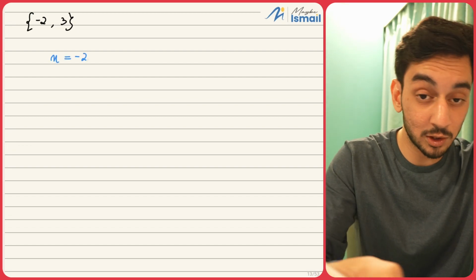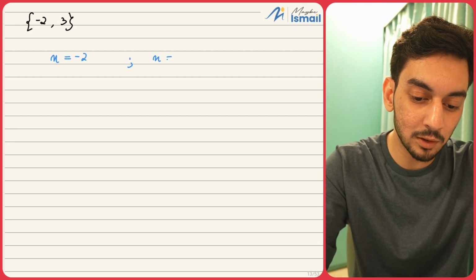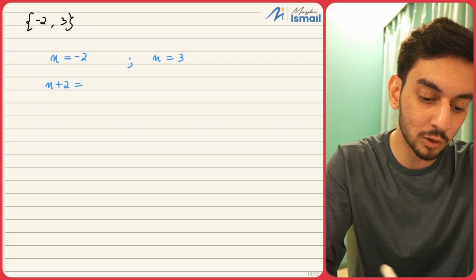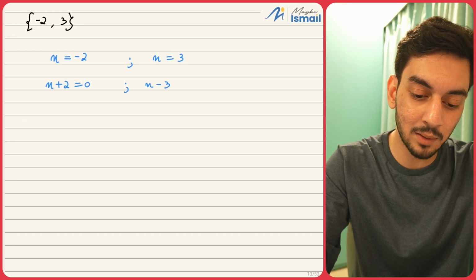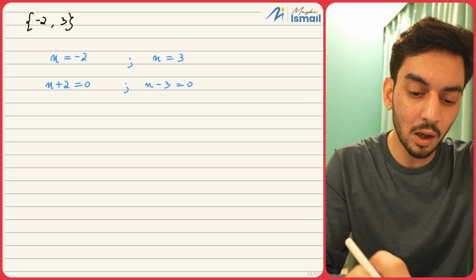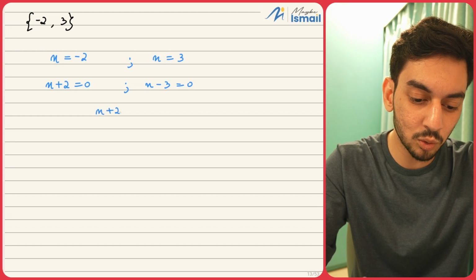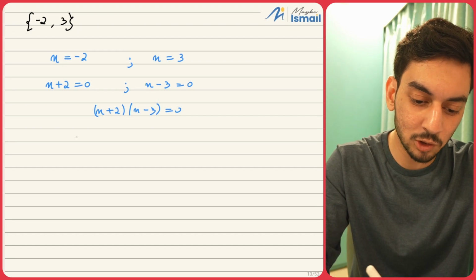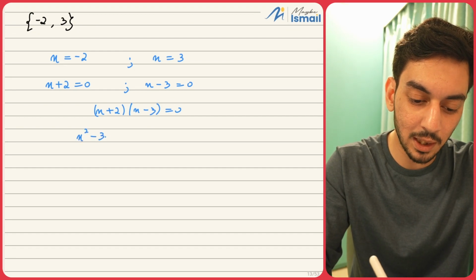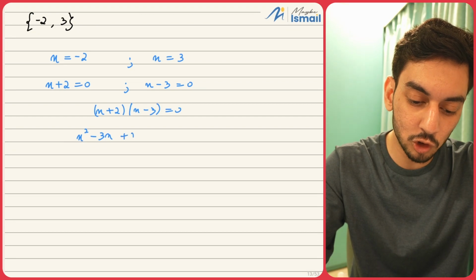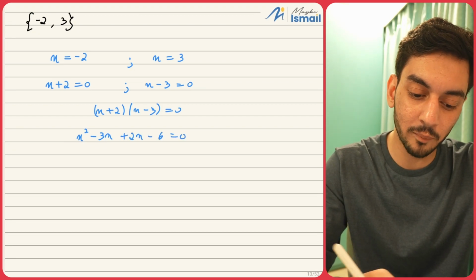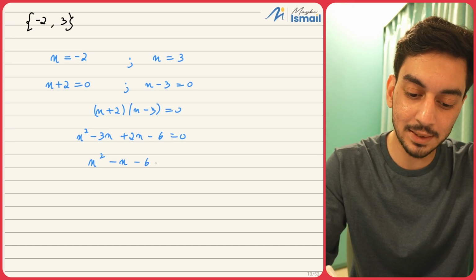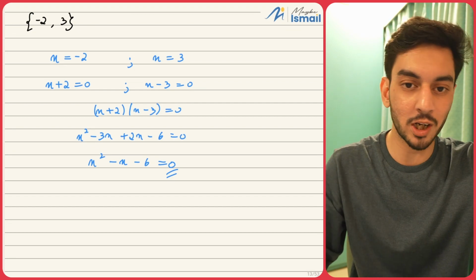x is negative 2, that's what I understand from here, and x is equal to 3. Fair enough. Send the negative 2 and 3 to the other side. So x plus 2 is equal to 0 and x minus 3 is equal to again 0. Okay, multiply them. So it becomes x plus 2 times x minus 3 equal to 0. Open up the bracket. x goes with all of them, x square minus 3x. 2 goes with both of them, so it becomes 2x minus 6 is equal to 0. And this eventually becomes x square minus x minus 6 is equal to 0. And that is my quadratic equation.